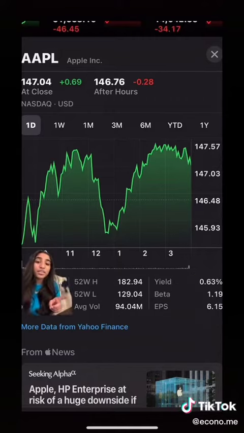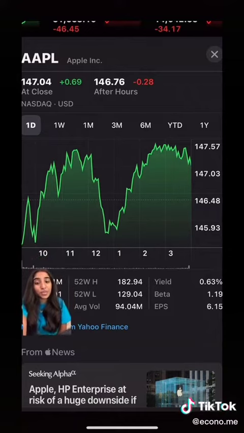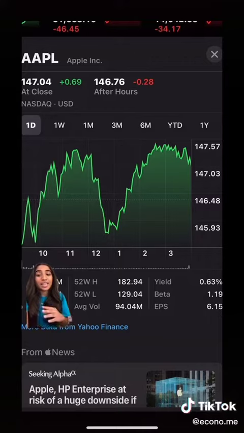So these 52Ws here stand for 52 weeks, which we know is a year, so the H's and the L's next to them mean the highest and lowest price a stock has been traded for within a year, respectively.